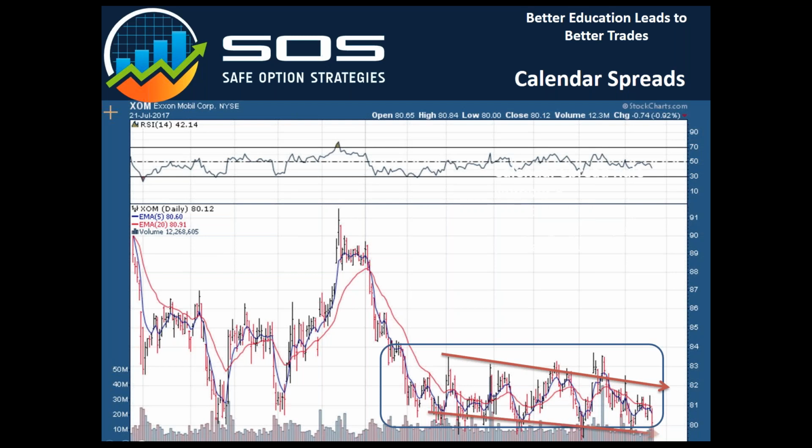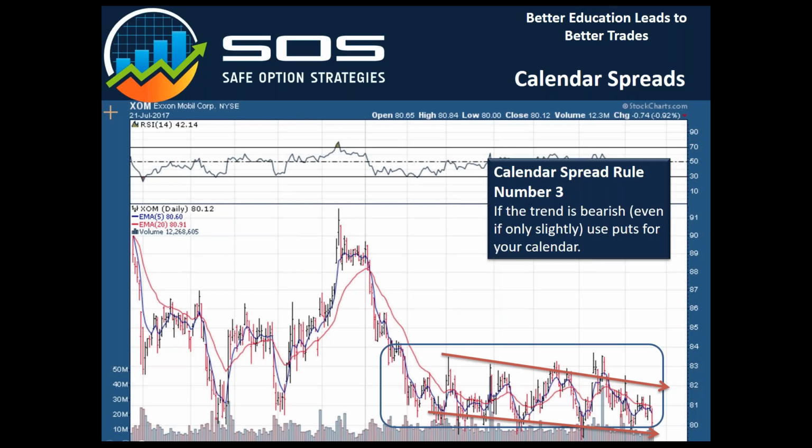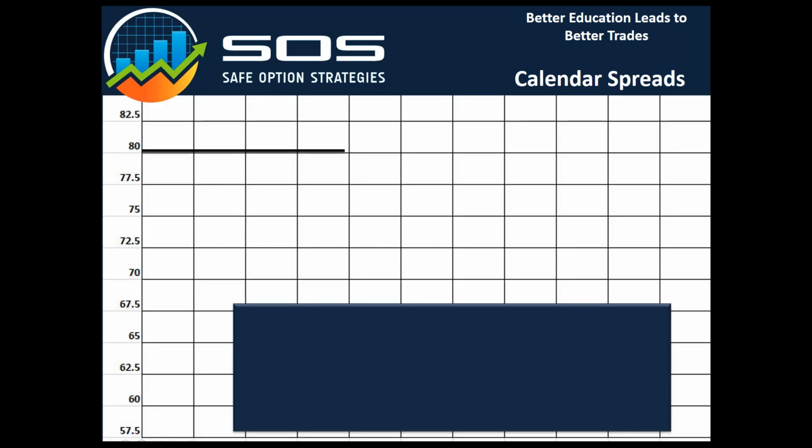And even if it's only slightly bearish, if our most recent technical crossovers have been to the bearish side and we are ever so slightly bearish, we're not going to use calls to open a calendar spread. We're going to use puts to open a calendar spread. If the trend is bearish, even if only slightly, we're going to use puts. I'll go through this one kind of fast. The price of the stock is $80.12.